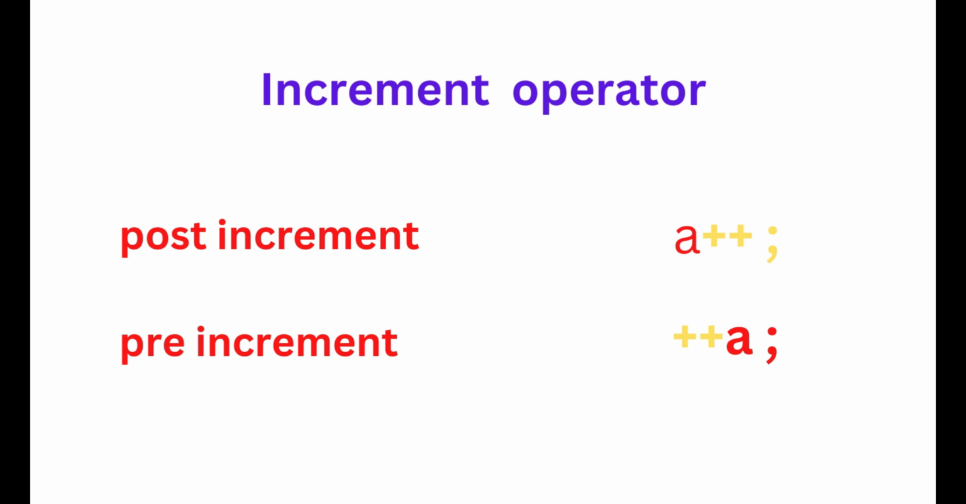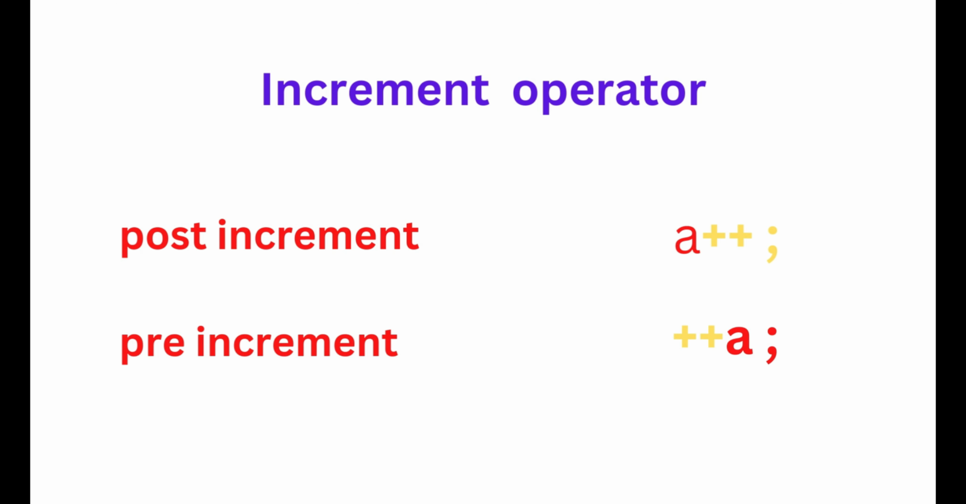Now there are two types of operators in JavaScript, the increment operator and the decrement operator. First, let's see the increment operator. There are two types of increment operator, post increment and pre increment. Post increment means adding 1 to the value of the variable.